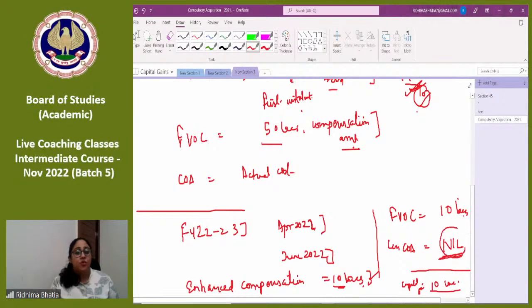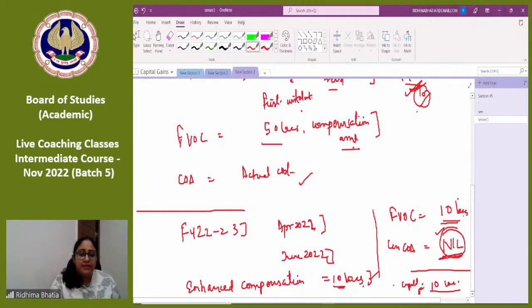Why nil? Because the benefit of cost of acquisition you would already have taken in full when you computed the capital gain as per 50 lakhs. When you computed the capital gain on 50 lakhs, you already took the cost as deduction, correct? Taking deduction again next year on the same cost is not allowed. Hence, when enhanced compensation is received, the full value of consideration is the enhanced compensation received, but the cost of acquisition would be nil because deduction has already been claimed.